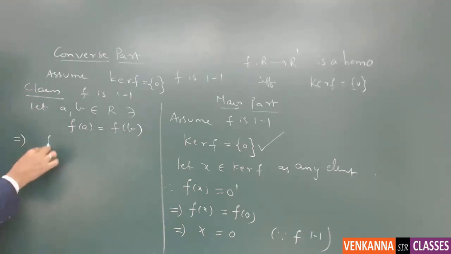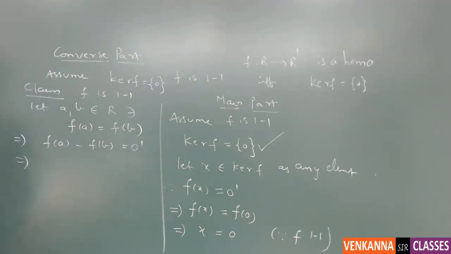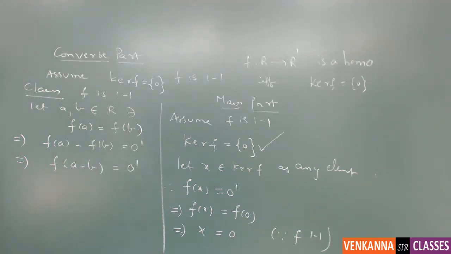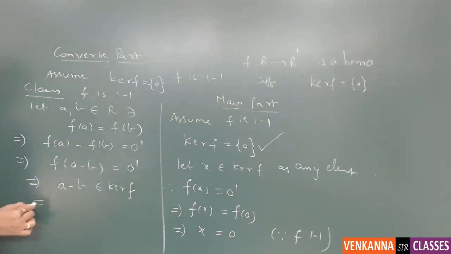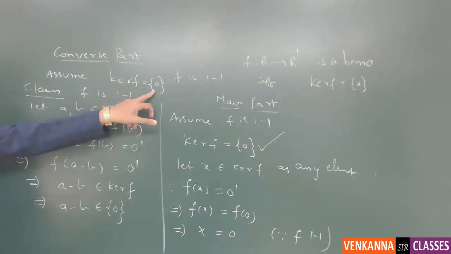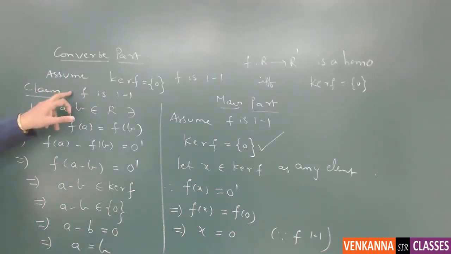So you can write this as f of a minus f of b equal to 0 dash. Since f is a homomorphism, it is f of a minus b, and this equals 0 dash. So here we observe a minus b is an element for which, when you apply f, the result is 0. Hence, from the definition of kernel, a minus b belongs to kernel f. Implies a minus b belongs to singleton 0, because the set kernel f has only one element. So a minus b equals 0, which implies a equals b. Therefore, f becomes 1-1. So this is the proof of it.